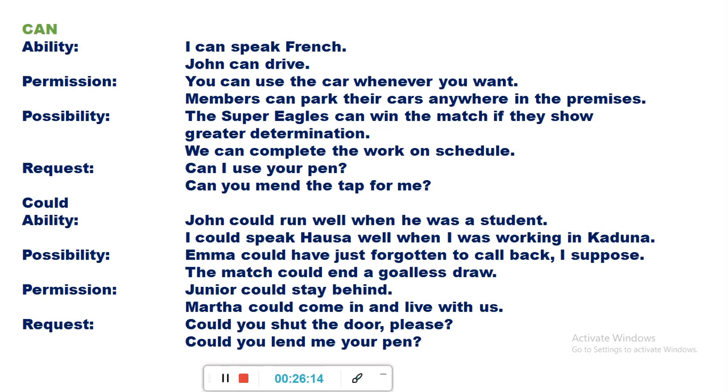Permission. We can use can to ask for permission or to give permission. You can use the car whenever you want. Members can park their cars anywhere in the premises. You can also say, can I use the car? You know, you're asking permission. All right. Then we can express possibility with can. The Super Eagles can win the match if they show greater determination. That is a possibility. We can complete the work on schedule. We can. It's a possibility.